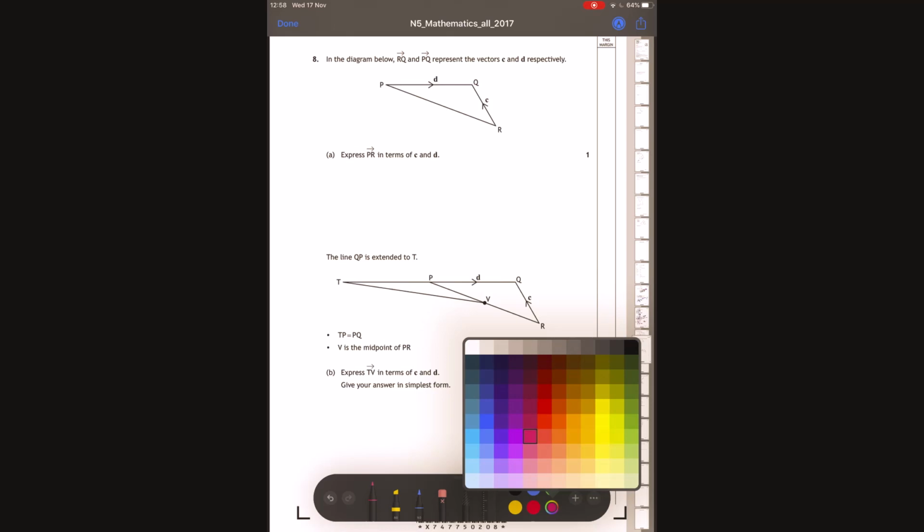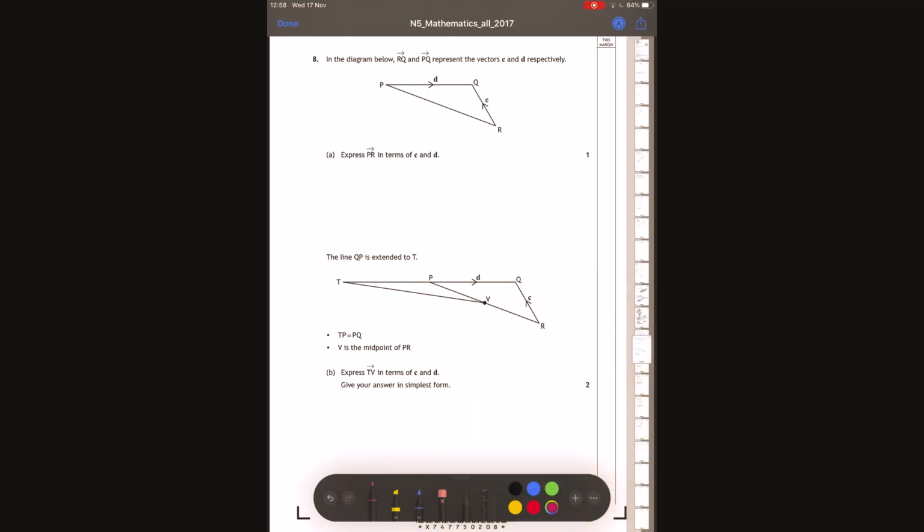So question 8, part A, we need to express the journey from P to R in terms of C and D. So this means we're writing C and D. So where's the journey from P to R? Well, P to R is this, except we can't use this because we need to use C and D. So the other way to get from P to R, besides going that way, is to go along D and then reverse the way down C. So what would this be?